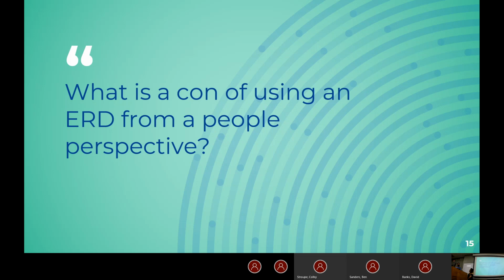Then the last question, on the con of using an ERD from a people's perspective. Huh?